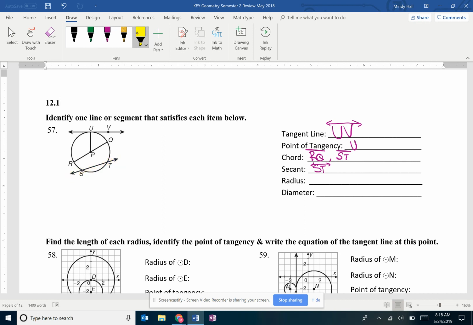For radius, we have three. We have RP, PQ, and UP. Ooh, can't write. Okay, and then for diameter, our only diameter that we have for this is going to be RQ.